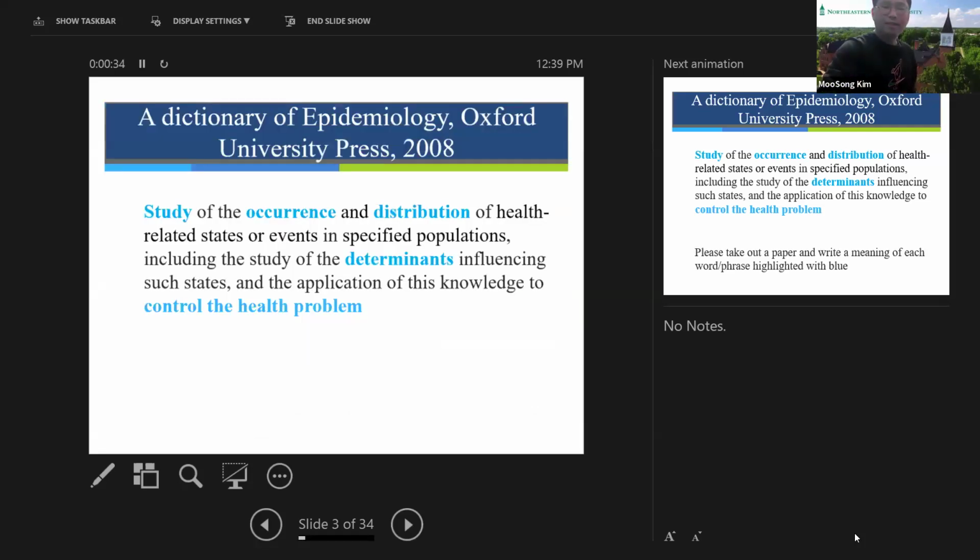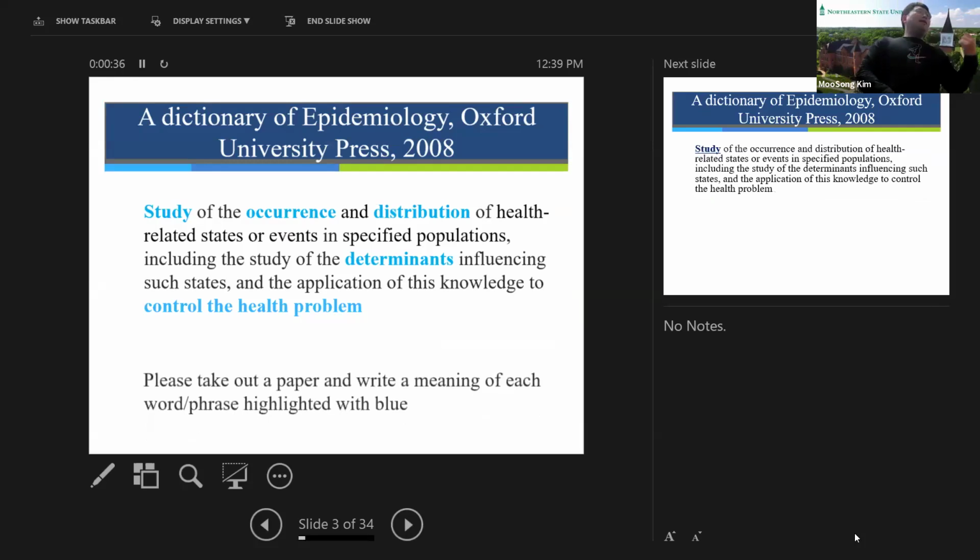So please take out the paper and try to write down the meaning of each word or phrase, the ones highlighted with blue, okay? Study, occurrence and distribution, determinants, and control the health problem. So try to write down the meaning of each word.